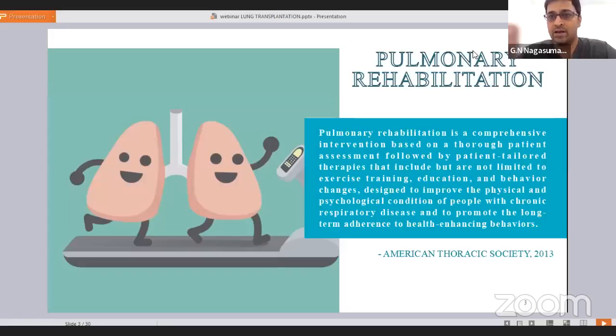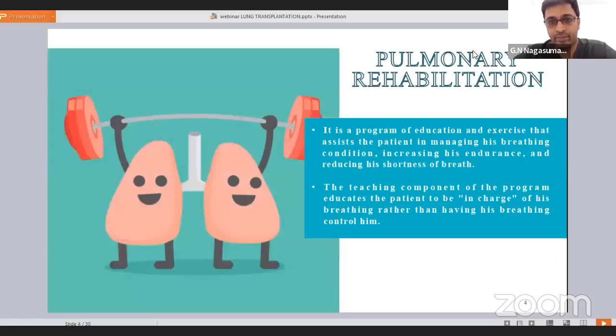The definition of pulmonary rehabilitation is a comprehensive rehabilitation based on thorough patient assessment, followed by tailored therapies for the patient. I am repeating, it is tailored therapies for the patient, that include but are not limited to exercise training, and includes education of the patient and behavioral changes designed to improve the physical and psychological condition of people with chronic respiratory disease.